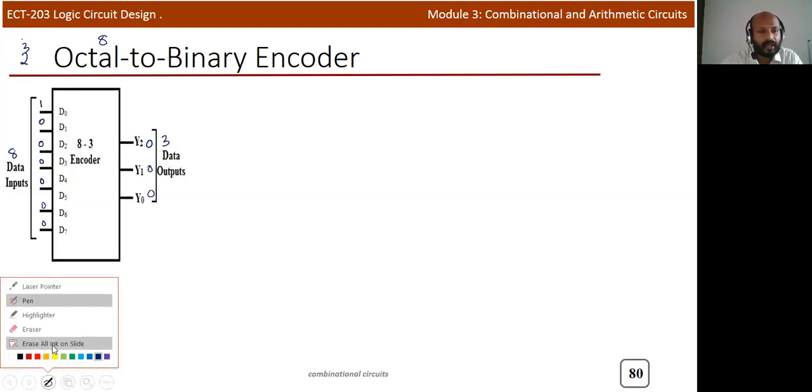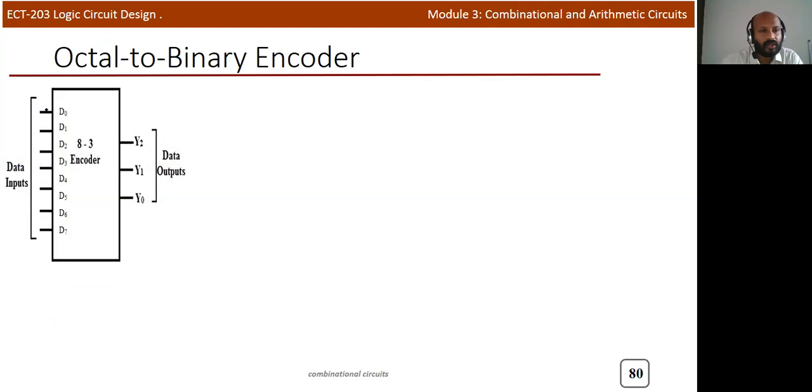Now we can discuss another input, for example, D7 is equal to 1. Means all other inputs are 0, 0, 0, 0, and finally D7 is equal to 1. This actually represents the binary 7. So at the output side, we need to get the binary equivalent of 7. So this is the working of the 8 to 3 encoder.